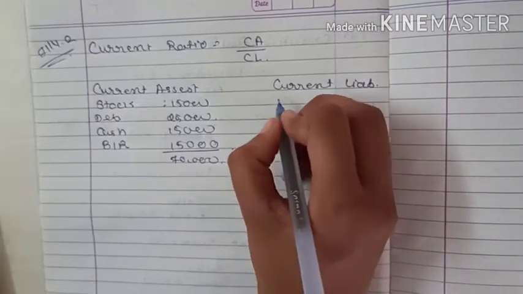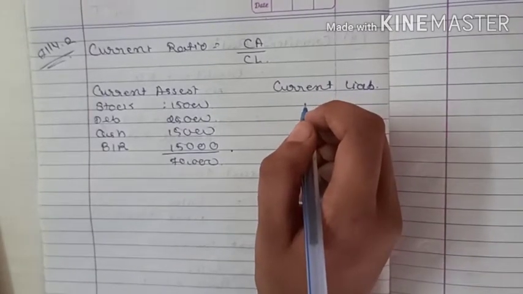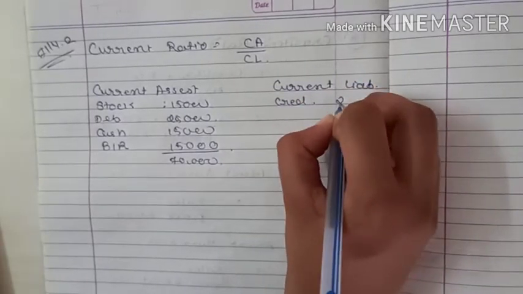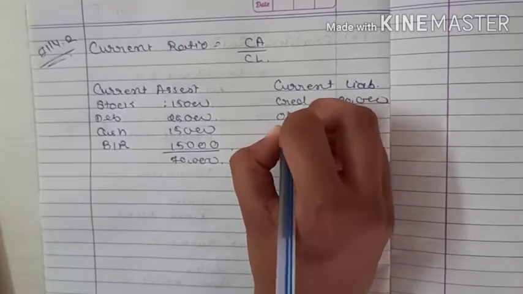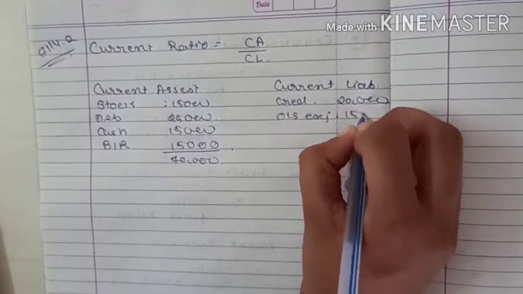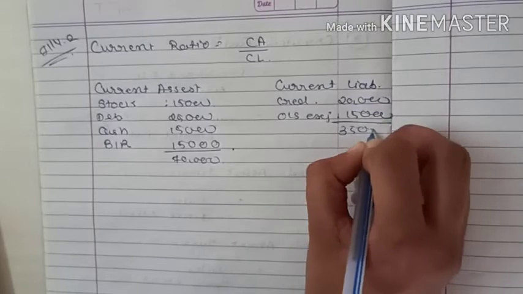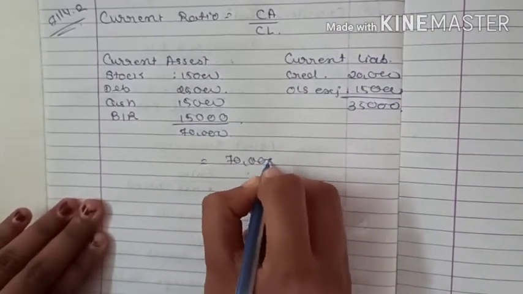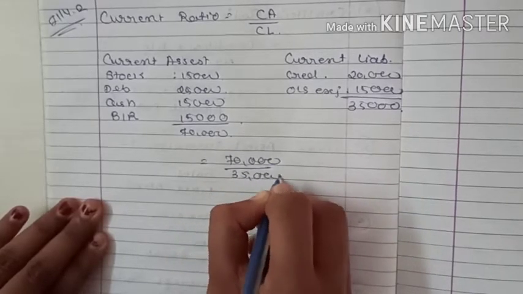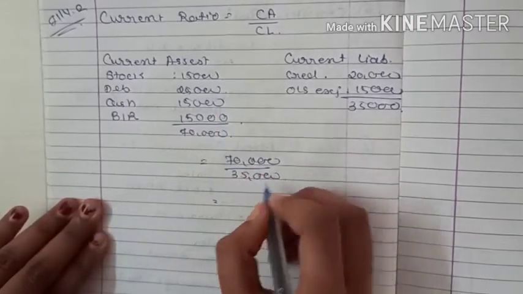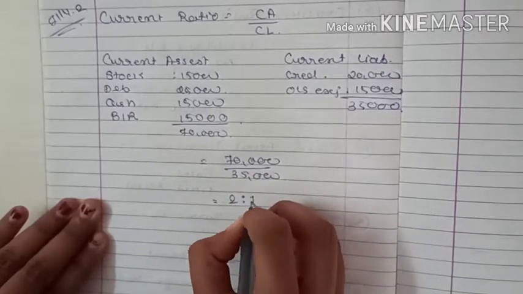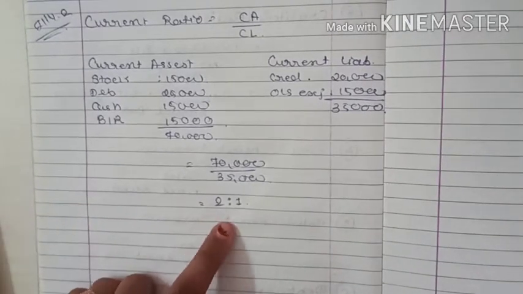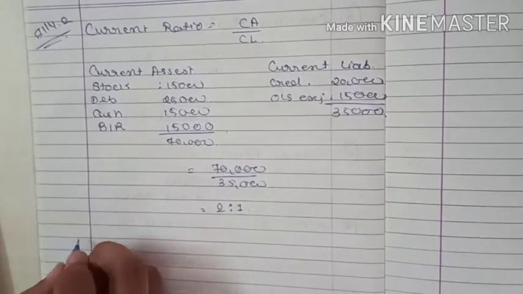Current liabilities, there are only 2: sundry creditors and outstanding expense. Creditors 20,000, outstanding expense 15,000, total is 35,000. So current ratio will be 70,000 divided by 35,000. Ratio will come 2. That means 2 is to 1. Right? And this is the ideal ratio.